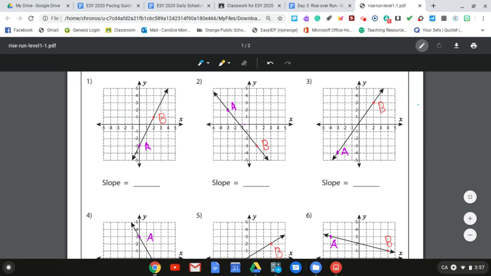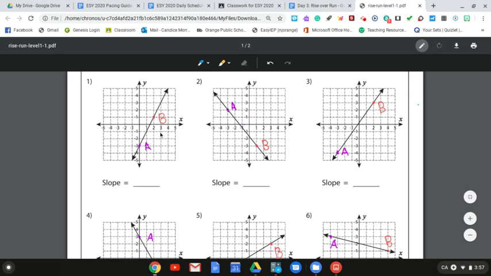So in this case, it is rise over run. Rise means how many spaces are going up and down between your 2 points, and then run just means going across, either left or right, how many points until you meet your next point, from A to B. So we're going to be doing number 1 together. When you get this Google Doc, you will see that number 1 is already done for you as an example. So here we go.